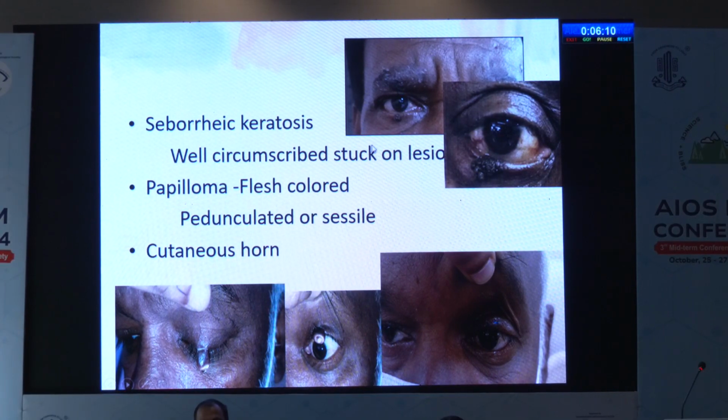The seborrheic keratosis, which looks like a well-circumscribed stuck-on lesion. What we need to remember here is if you have a sudden onset of multiple crops, then we need to rule out an internal malignancy, a GIT malignancy.